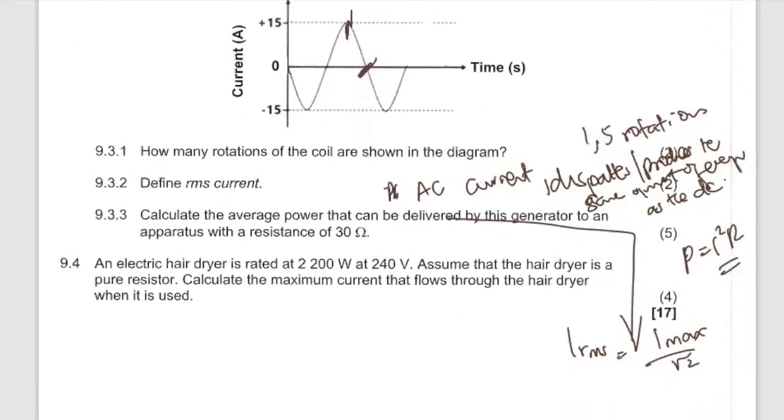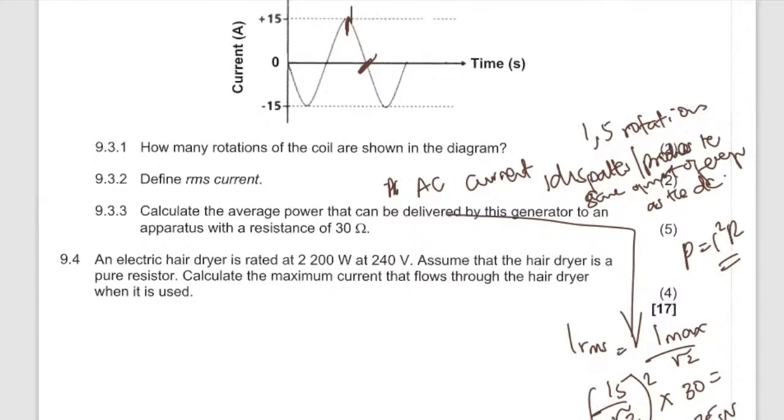So we're going to convert this maximum current, which is 15, over the square root of 2. I'm going to square this, and then multiply it by the resistance. So it's 15 over the square root of 2, squared, times 30. That's giving me 3375 watts directly. If you have decimals because of doing this separately and rounding off, no problem, but the answer should be close to the same.